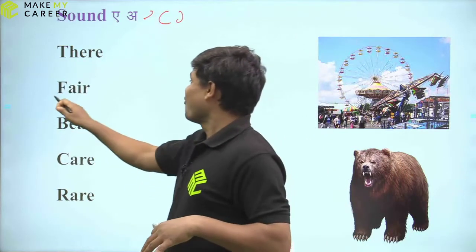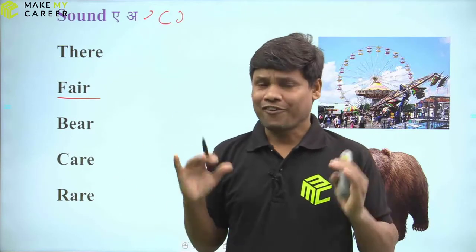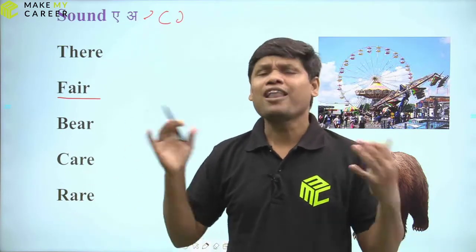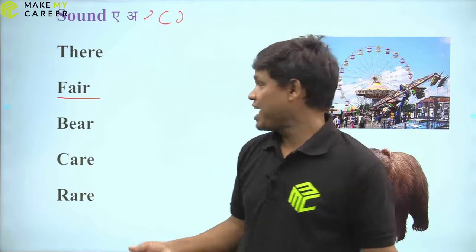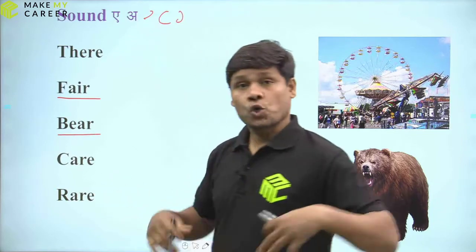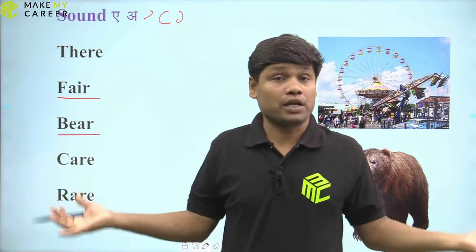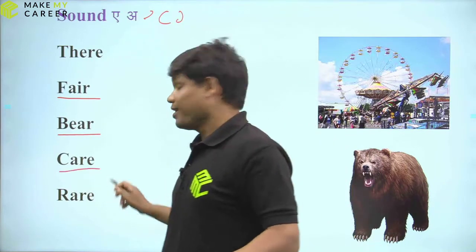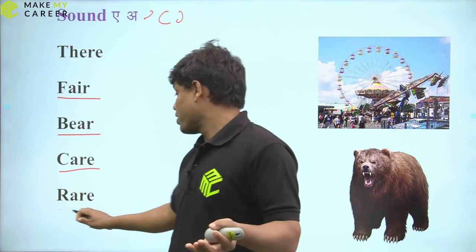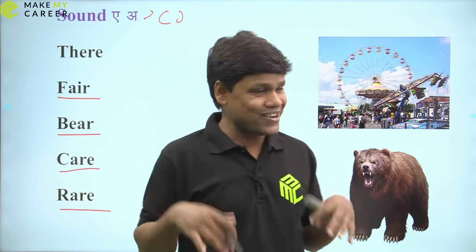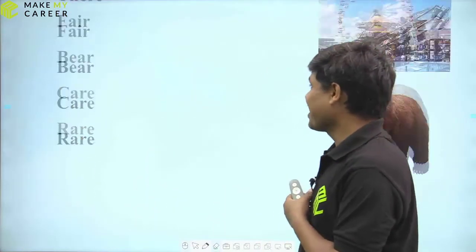Right? Now, fair. I love to see fair. Write fairly. I love to write fairly. Do you love to write fairly? Next one is bear. Sorry, I can't bear. Can you bear? No, I'm sorry, I can't bear. Care. Hello everyone, take care. Take care of yourself. Next, rare. The person like you. Rarest of the rare. Alright. Next, go ahead.